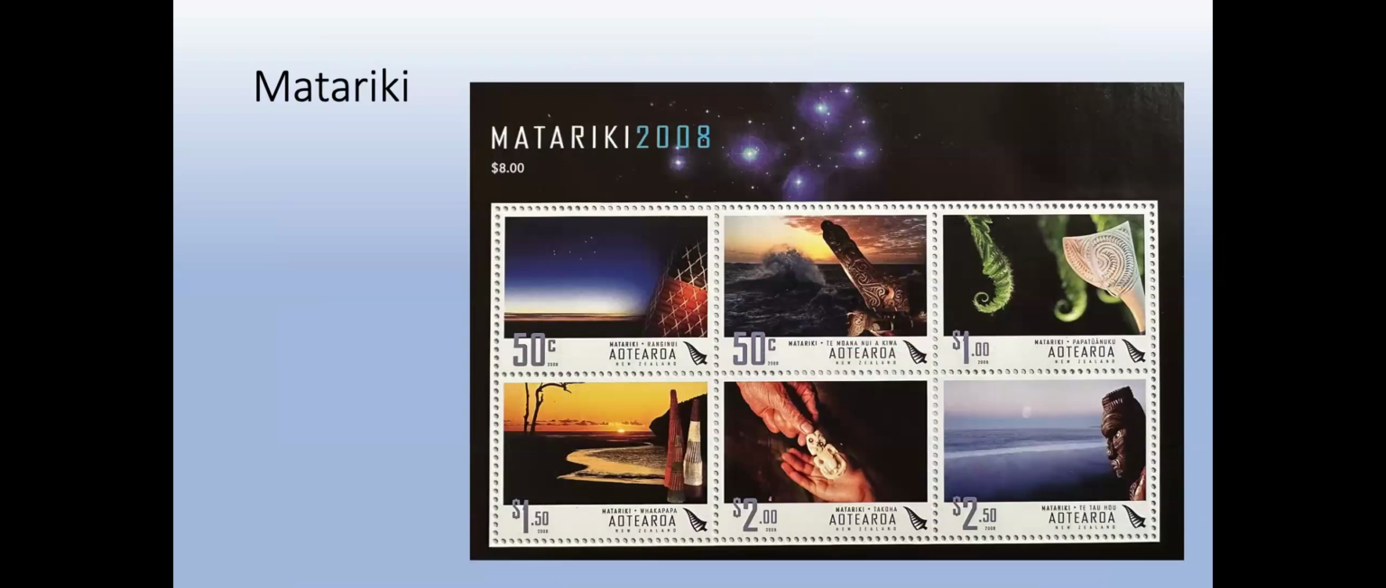Matariki, getting on to the M's, is the Maori New Year. So it features the Seven Sisters, the star cluster that rises in New Zealand in early winter, so late June, early July. So Matariki, the Maori New Year.